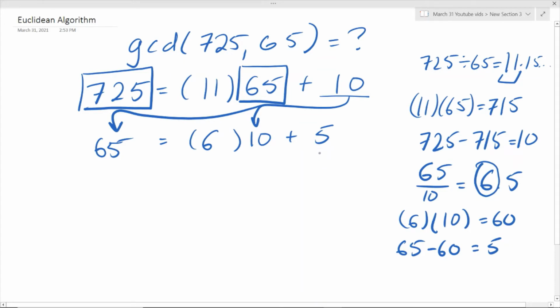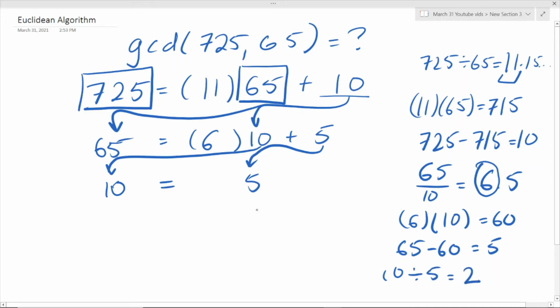Now, what we're going to do next is we're going to repeat this process. So we're going to bring this right here. And then we're going to repeat this process. So we do 10 divided by 5. And we will get 2. So we're going to write 2 right here. And we know that, oh wait, well this is a whole number. 2 is a whole number.